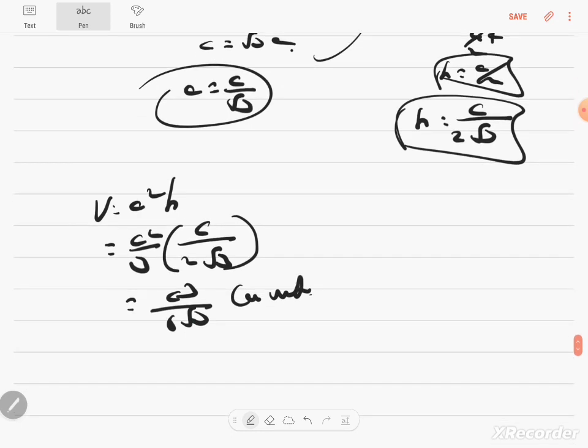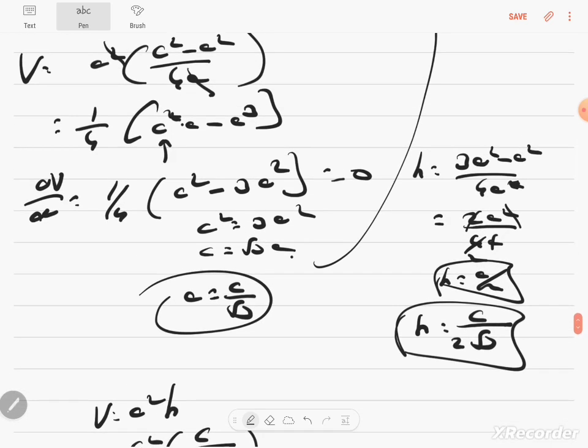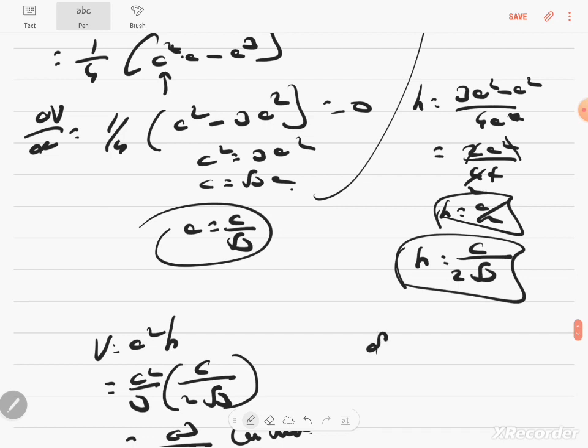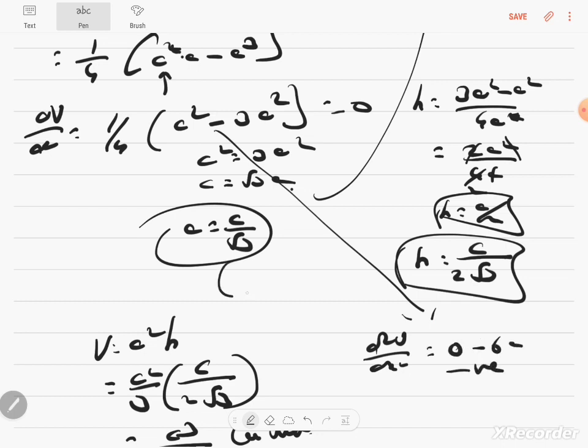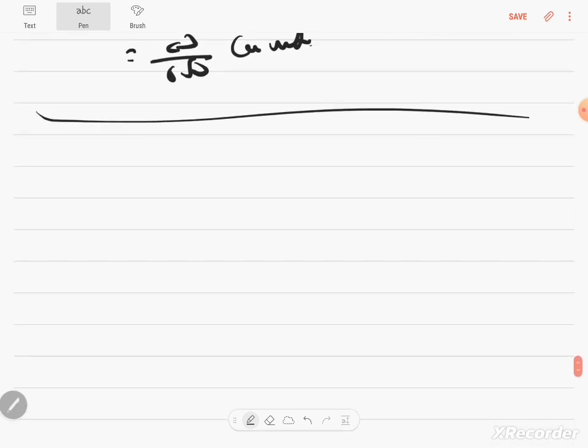The question is, if an open box with a square base is made up of a given quantity of cardboard of area c square, then show that the maximum volume of the box is c cube by 6 root 3 cubic units. That's all. Now I have to do the double differentiation test, which goes without saying, to see if this is maximum or minimum. So double differentiation must turn out to be negative. Where's the differentiated value? Take it and differentiate. C square differentiation 0 minus 6a, which is negative, which shows that the volume that you got is for a maximum. So that's another question which is very important.